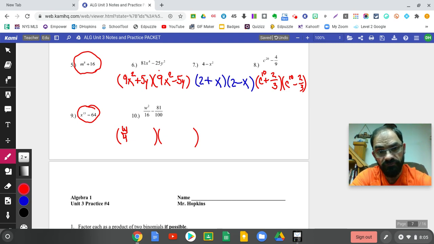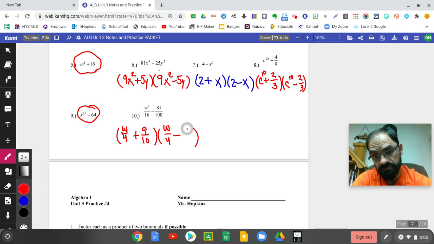Okay, so that's W over 4 times W over 4. One's positive, one's negative, and then 81 over 100 goes to 9 over 10.